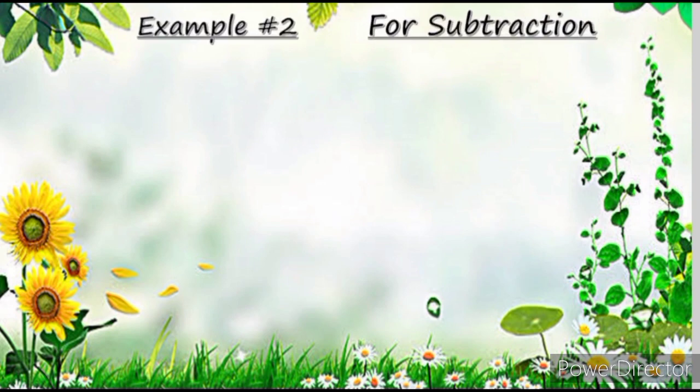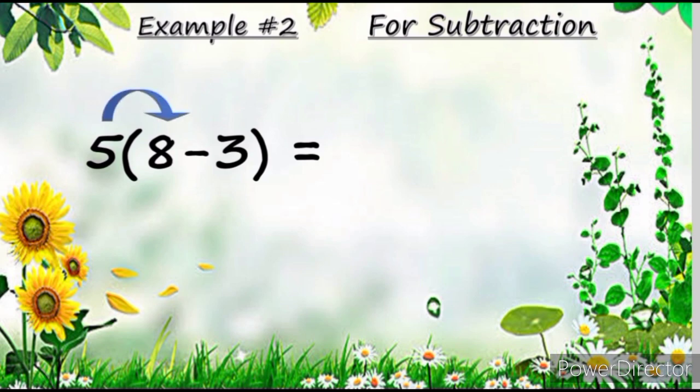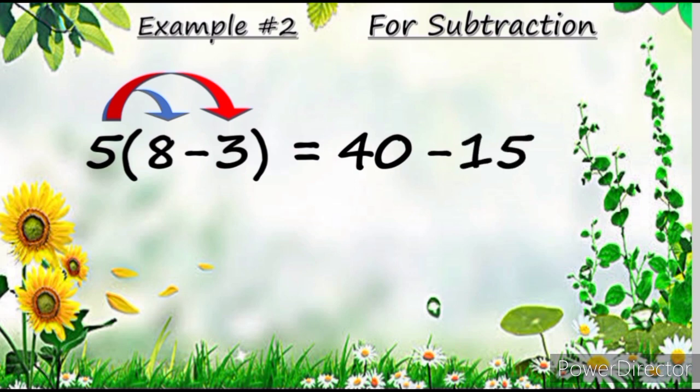Let's proceed to example number 2. This is for subtraction. The difference of 8 and 3 multiplied by 5. 5 times 8 equals 40. 5 times negative 3 equals negative 15. Their difference is 25.